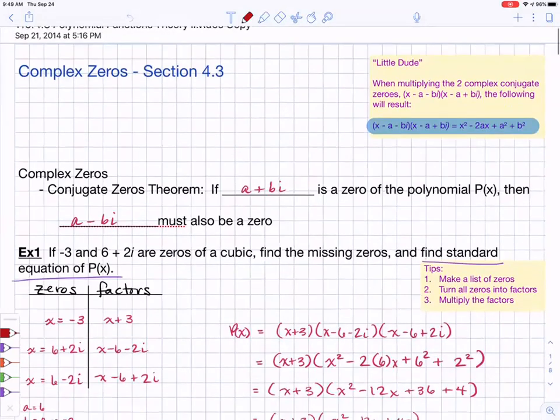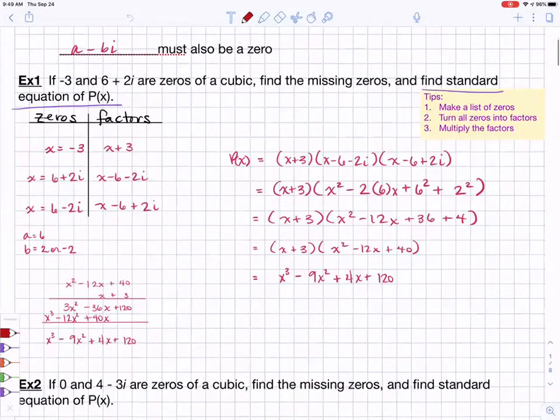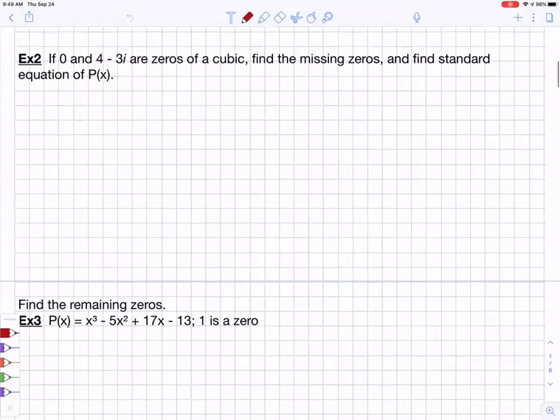So keep that handy, and I'll walk you through it here in just a bit. Conjugate zeros theorem, that's really, really important. But it was on a video, so I'm not going to repeat myself. Let's just jump right on into example number 2.